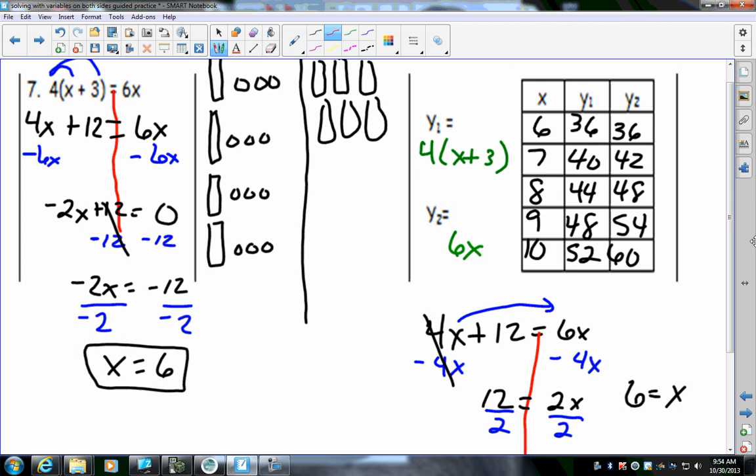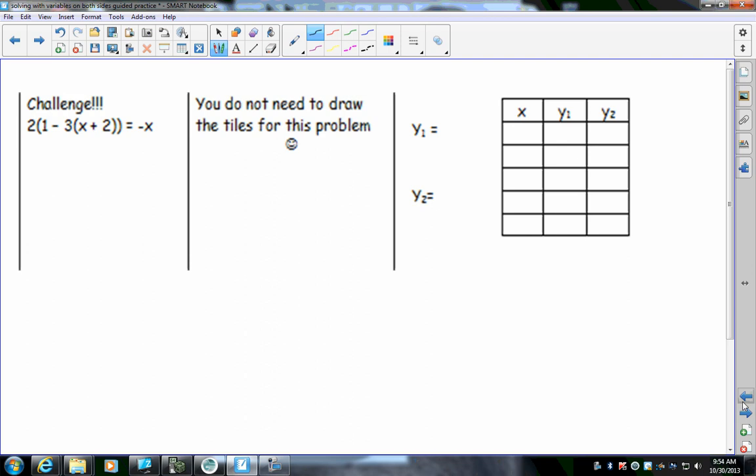Again, once you fill in your table, circle where your solution is, where y1 and y2 are the same. Now on number 8, it says you do not need to draw tiles for this problem. This is a more advanced challenge problem. So let's go through and try and do this.